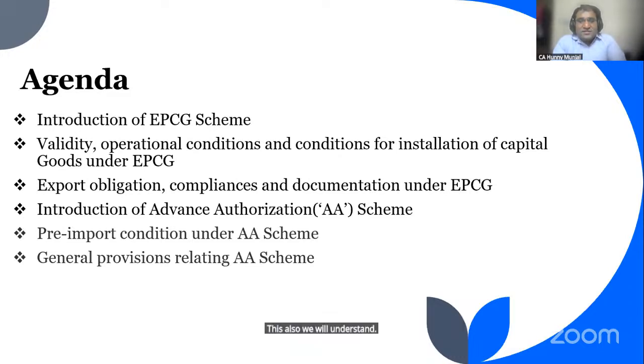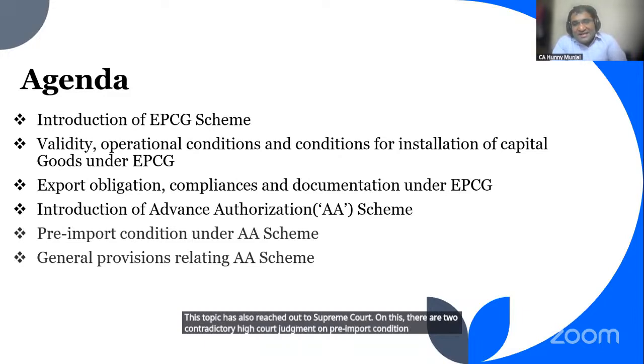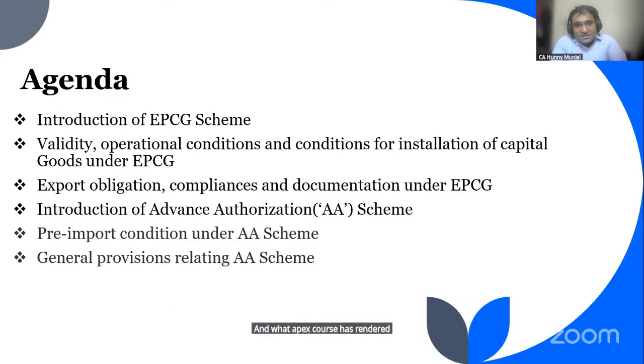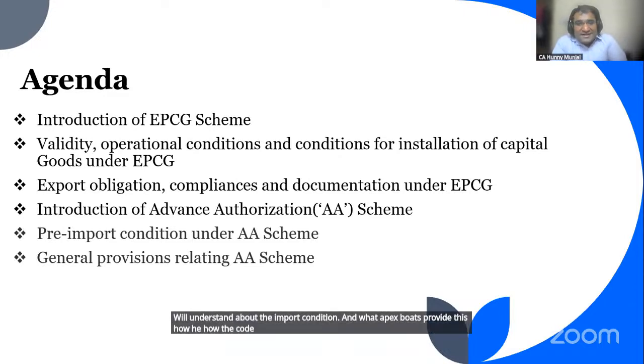And next is the pre-import condition. This topic has also reached the Supreme Court. On this, there are two contradictory High Court judgments on the pre-import condition, and then it reached the doors of the Apex Court. We'll understand what the Apex Court has rendered in this context and how the court interpreted this. Then the last would be general provisions with respect to the Advance Authorization Scheme.